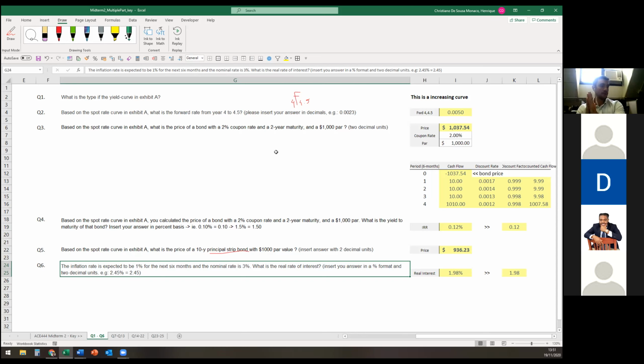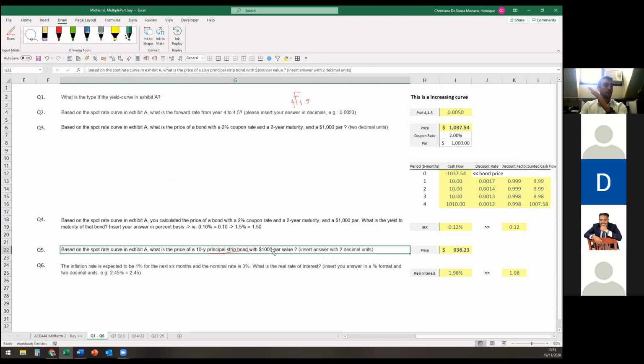So I got a lot of questions: what is the coupon rate that I should show you for that question? If it's a principal strip bond, there are no coupon payments, okay? And therefore, if you did the cash flows, you would just have the price you paid, a bunch of zeros, and at maturity you get the par value back, okay?